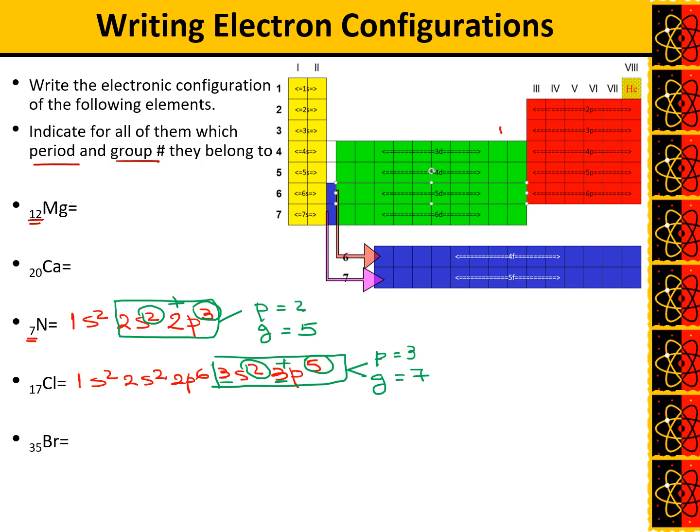Let's do it. So bromine is 35. So I'm going to begin doing the first layer. Okay, 1s2, the same as always. Then I'm going to do this one, 2s2.